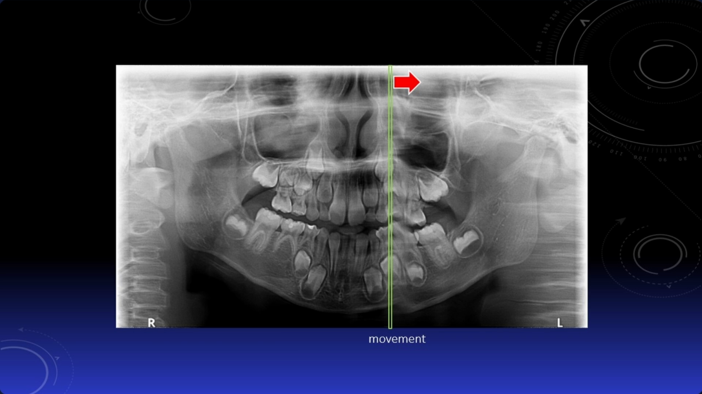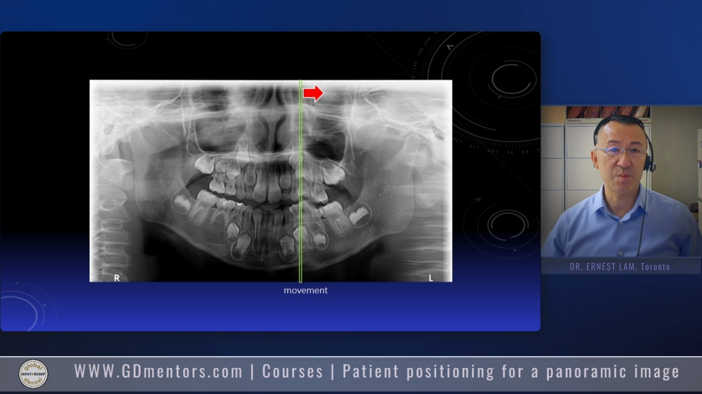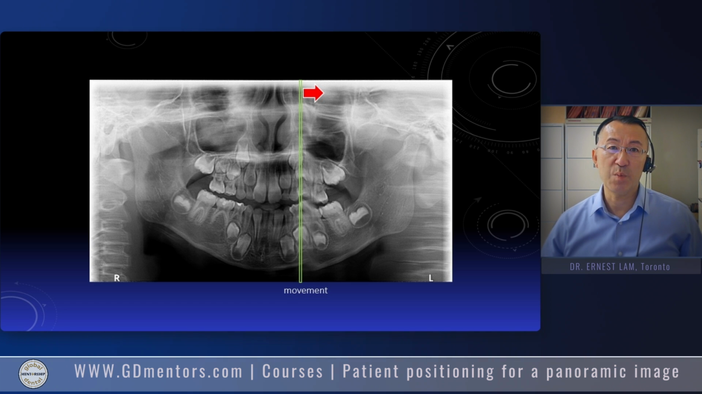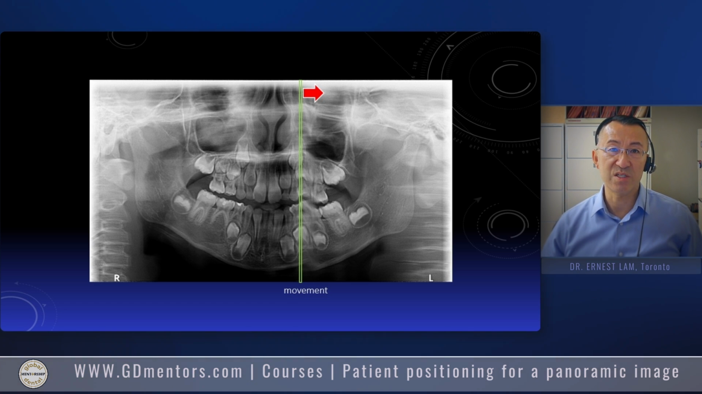During acquisition, if the patient moves, you will see a jog or a disruption to the normal contour, particularly of the inferior cortex of the mandible. This often happens in small children who during the 15 or 16-second acquisition will just shift their head or open their mouth. For small children in particular, it's important to speak to them during the acquisition and simply coach them through the process, reminding them to stay still and to breathe gently through their nose.